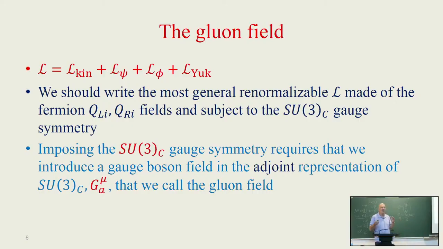The first thing, I imposed a local symmetry. So I must introduce a gauge boson field, and it requires that this gauge boson is in the adjoint representation of SU3, the octet, and so it has this index of a vector boson mu, and this index A from 1 to 8 for the octet of SU3. This is a necessary part of imposing local SU3, and I give this field a name. I call it the gluon field. Okay?